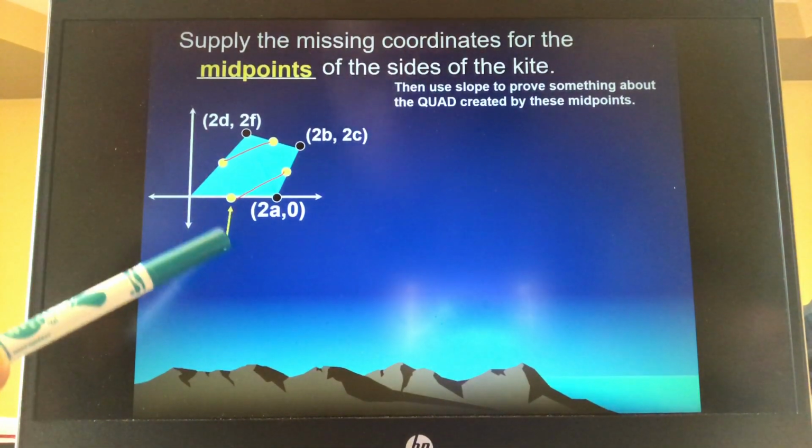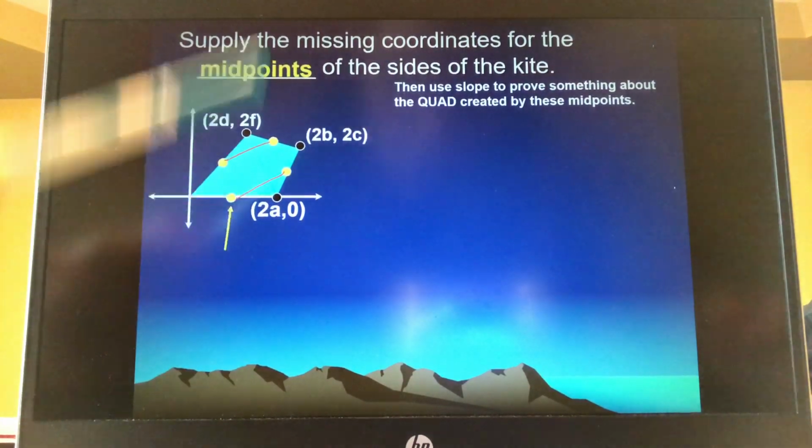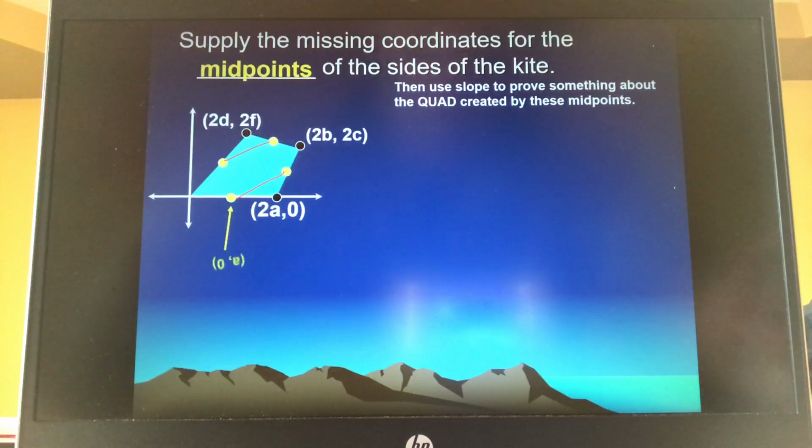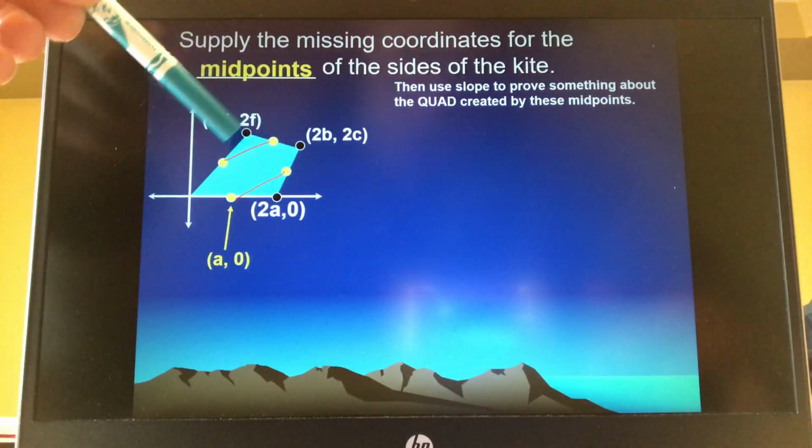So usually the bottom one's easy. You probably know why I called this 2a, because if you're at the midpoint, you're just going halfway. So that first one should just be a comma 0. You're the midpoint of 0 and 2a. You're at a. Similar idea here, and a similar idea here.